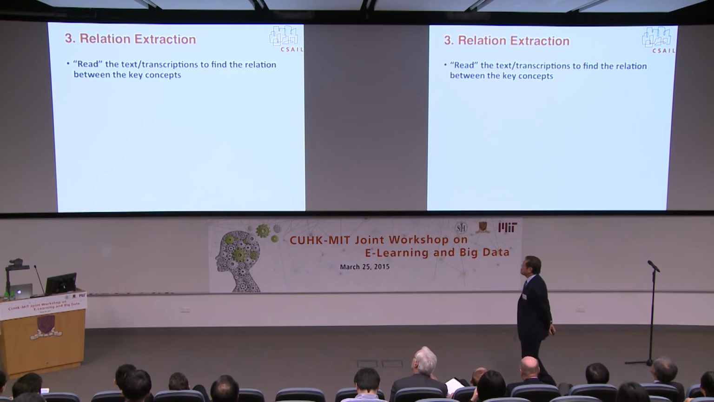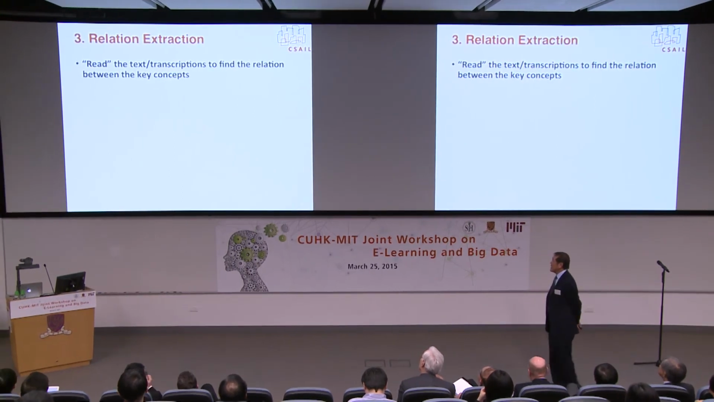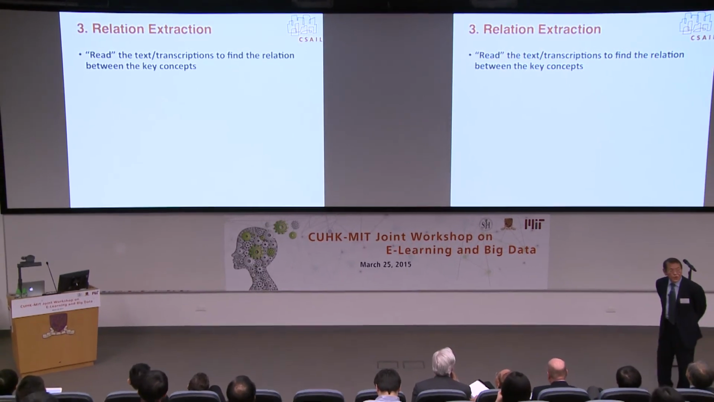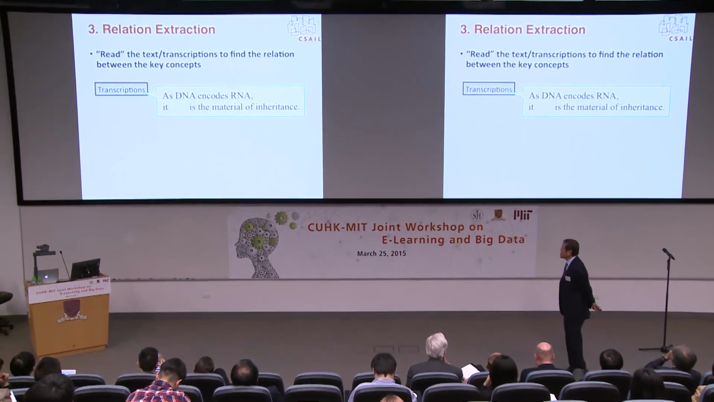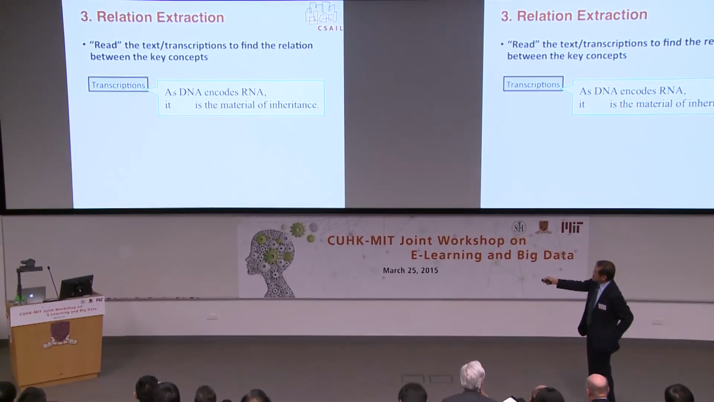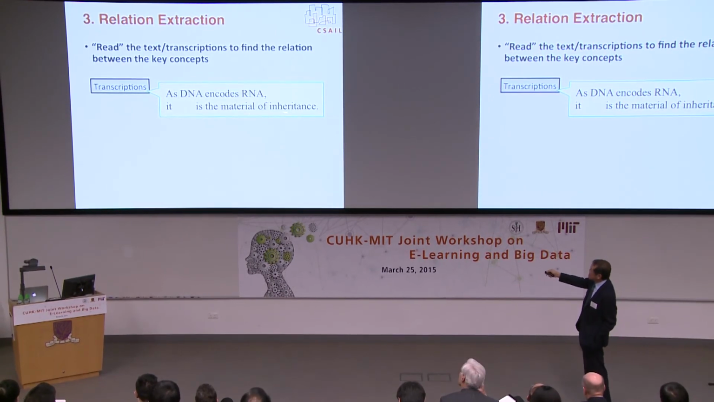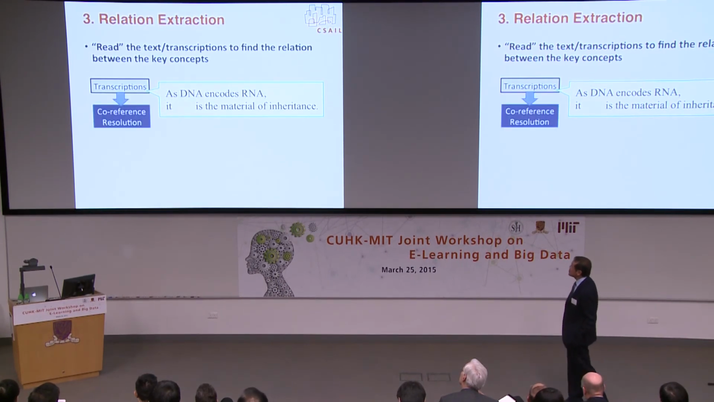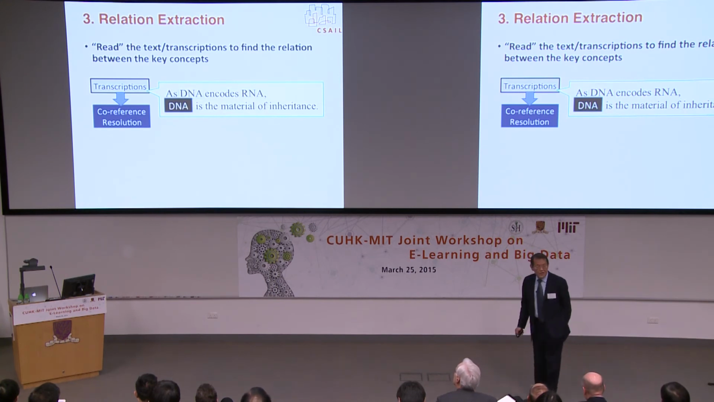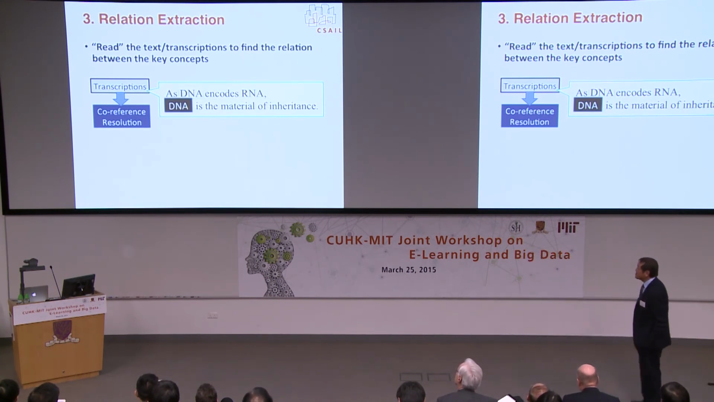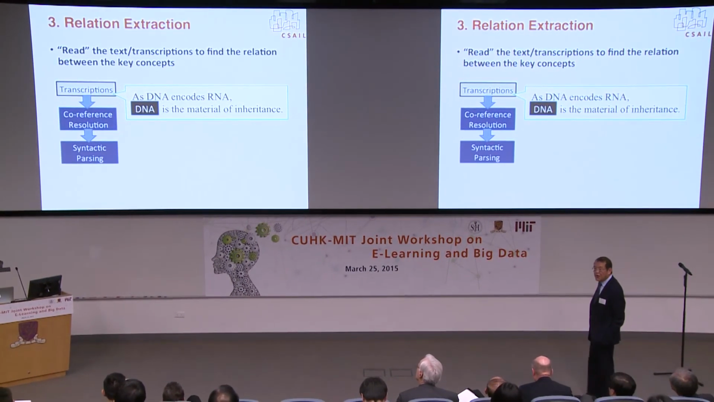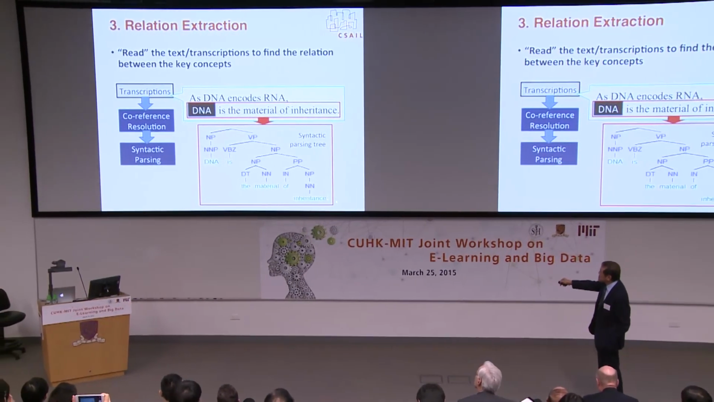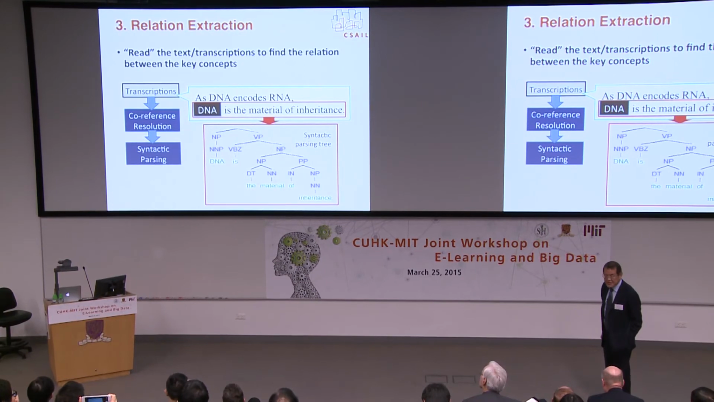The third step is you begin to extract the relationship. What you want to do is to form the relationship based on these kinds of concepts. So if the transcript said, DNA encodes RNA, it is the material of inheritance, this pronoun reference you want to change through co-reference and turn it into DNA. Okay? Just converting the pronoun into its reference. Then you do some syntactic parsing of these sentences, and come out with the parsing of the sentence, DNA is the material of inheritance, for example.